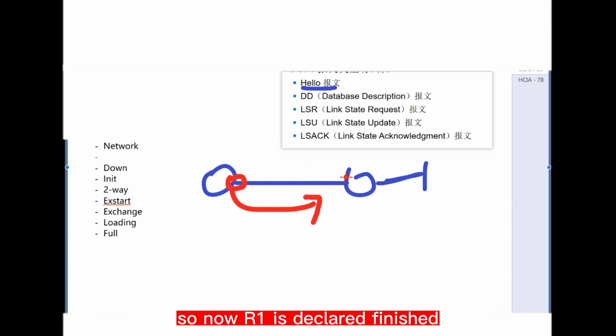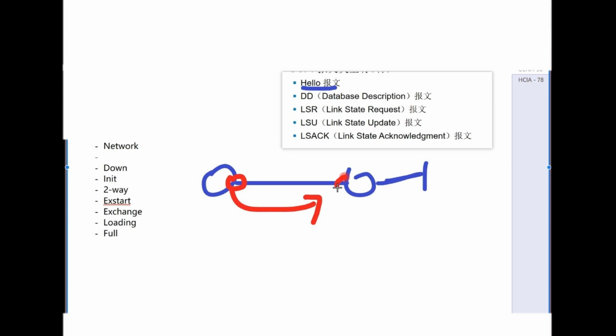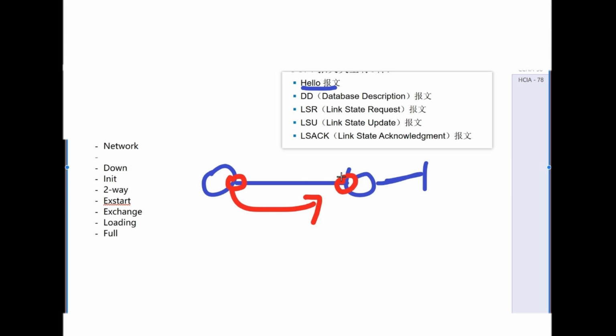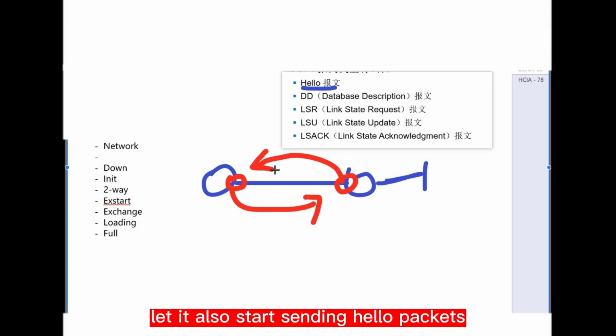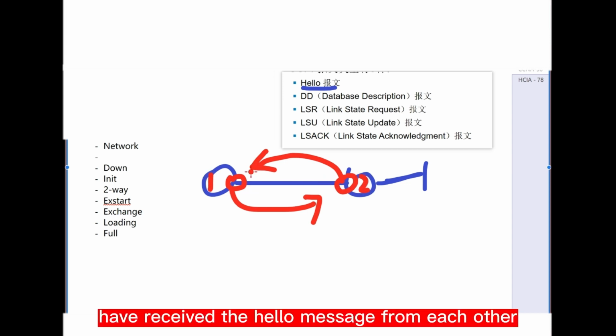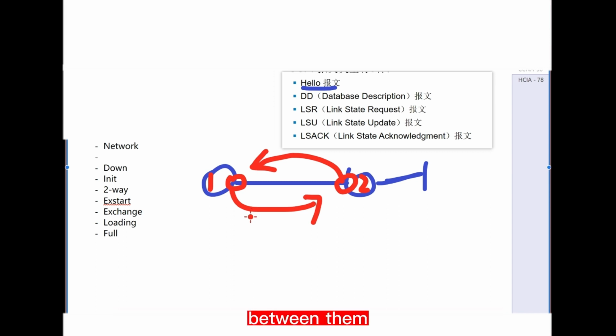So now R1 is declared finished. The R2 interface is also open. Declare it too, and let it also start sending hello packets. Then both R1 and R2 have received the hello message from each other. Then an OSPF relationship can be established between them.